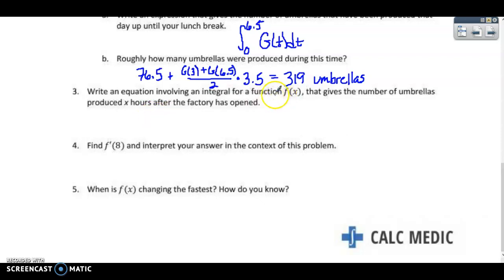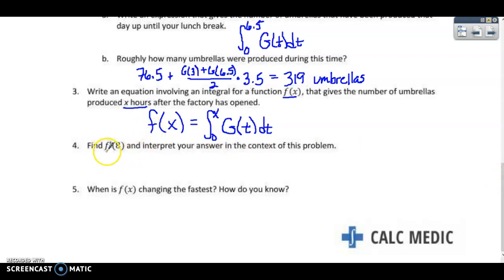Now, write an equation for the integral for a function f of x that gives the number of umbrellas produced x hours after the factory is open. So f of x equals, well, again, we're looking at the accumulation here. So from 0 to x of what? Well, of my function g of t dt. This is my accumulation function from 0 to some hours x. And we're calling that f of x, okay?